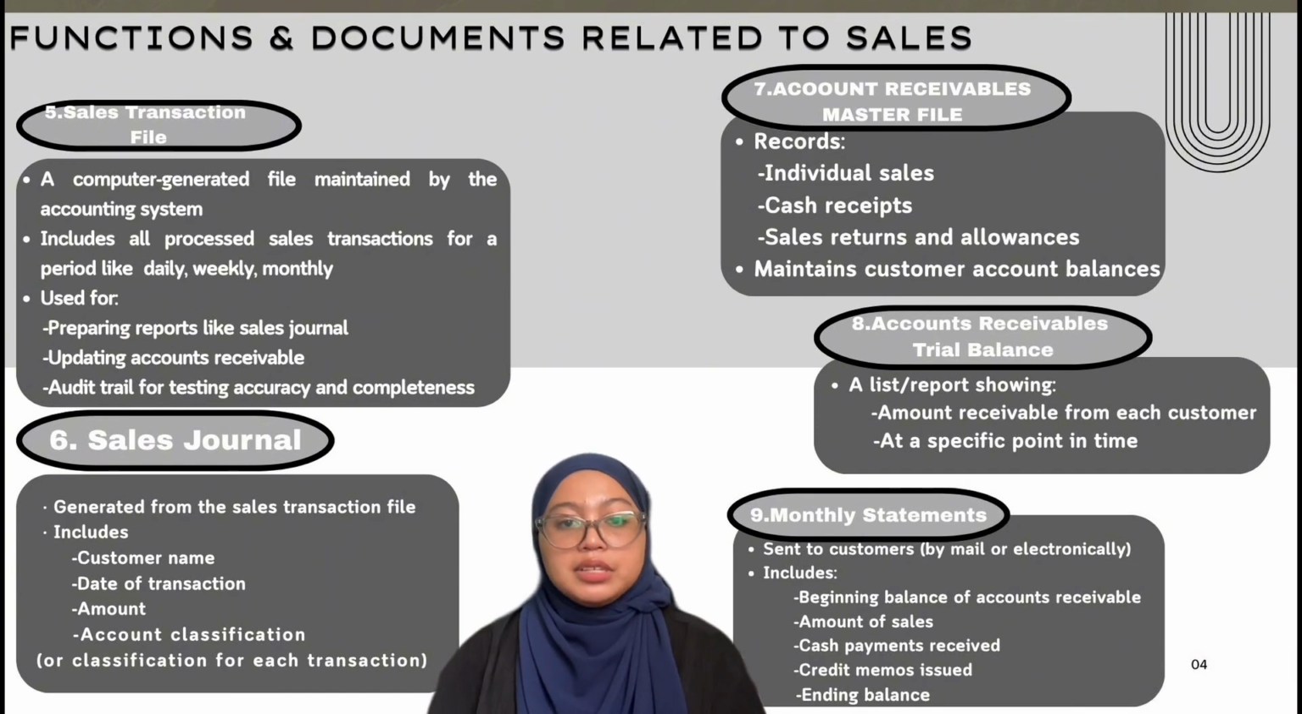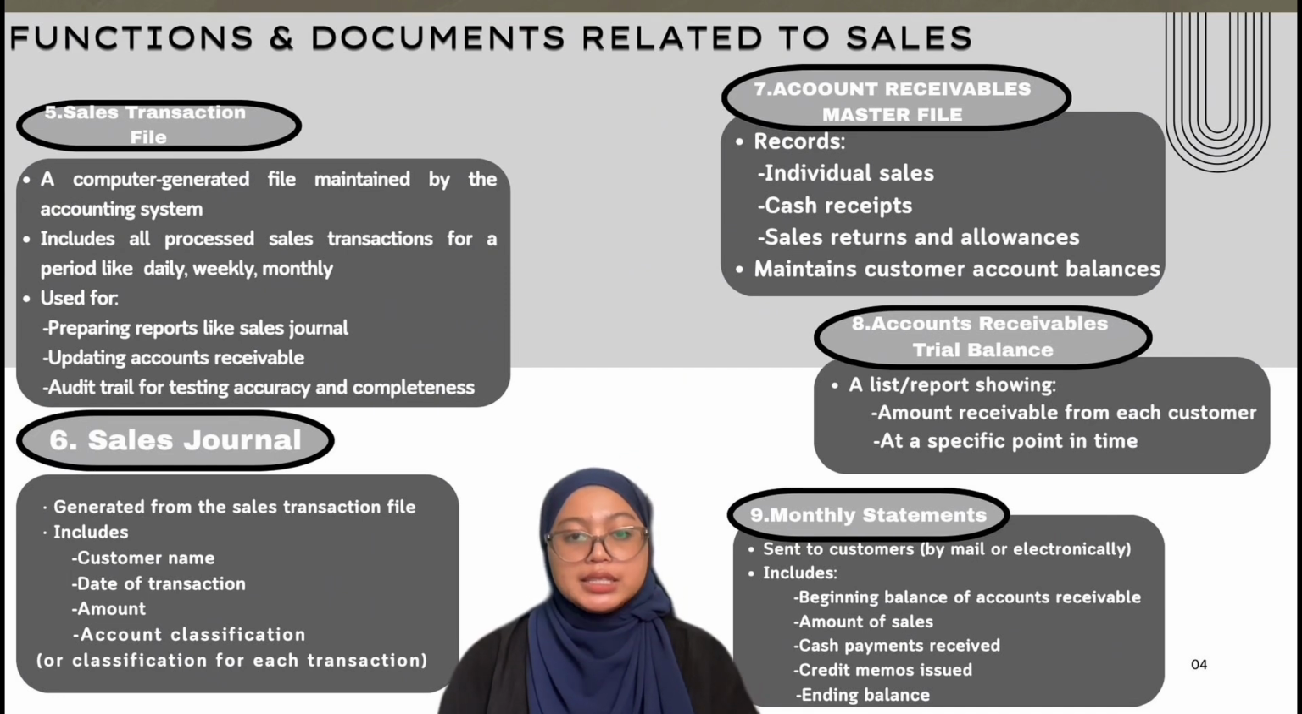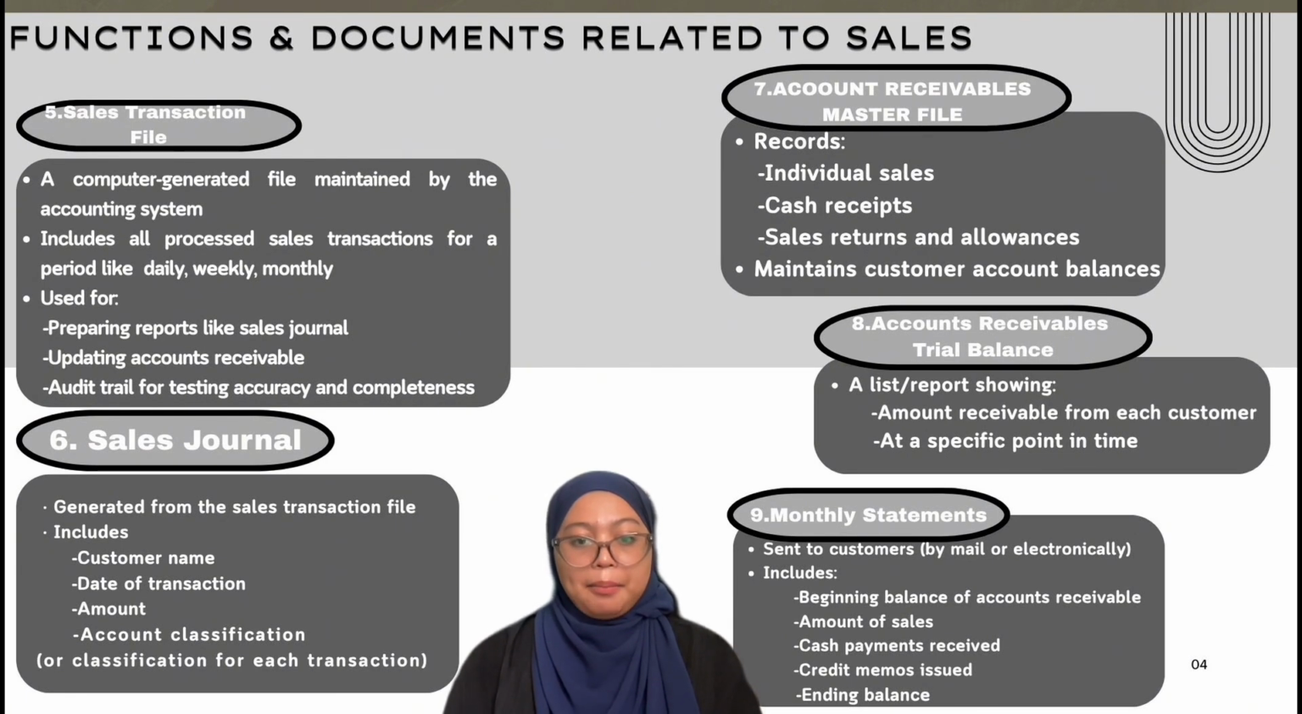Next is accounts receivable trial balance. It is a list or report showing the amount receivable from each customer at a specific point in time. Last but not least is monthly statement. A monthly statement is sent to customers by mail or electronically. It includes the beginning balance of accounts receivable, amount of sales, cash payments received, credit memos issued, and ending balance.